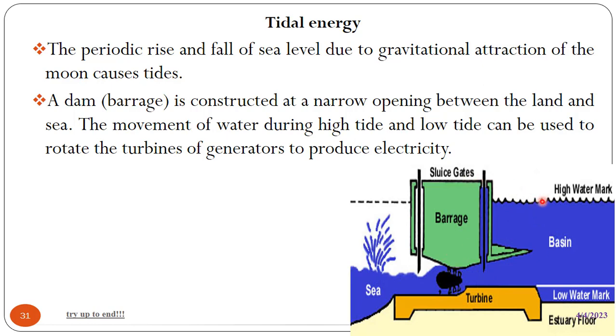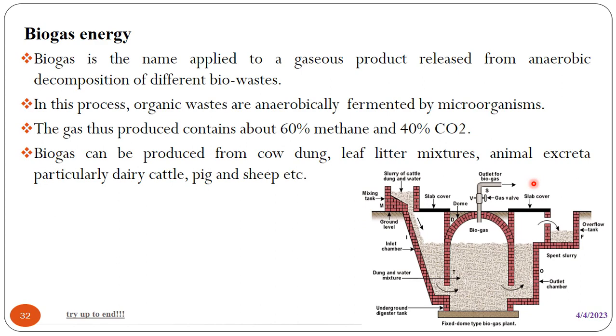The tidal plant is constructed at a narrow opening between the land and sea. The movement of water during high tide and low tide can be used to rotate the turbine of a generator to produce electricity.